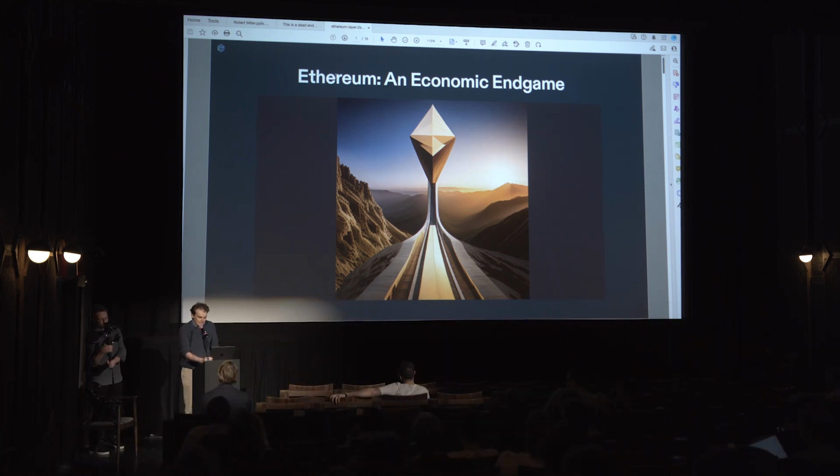So this is nothing to do with ZK, and this is Geometry really going off-piste a bit, and it's some very sort of hazy guesswork about the economic end state and maybe even computational end state of the Ethereum machine.